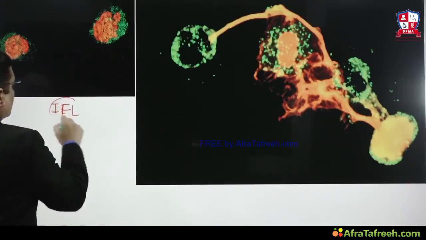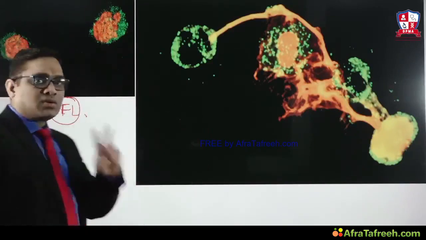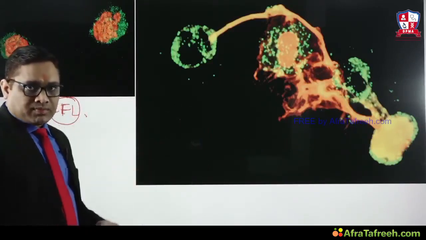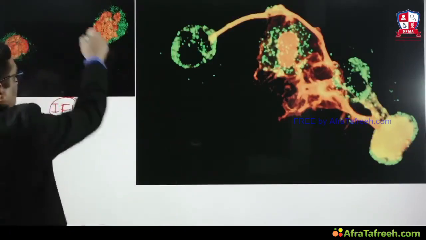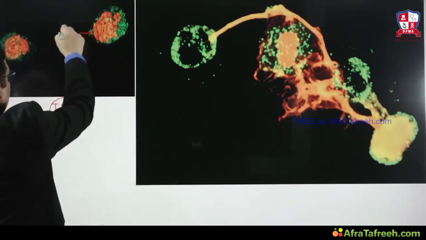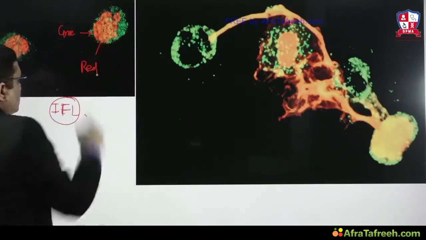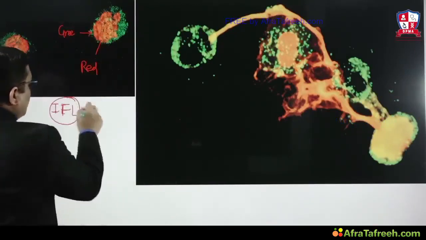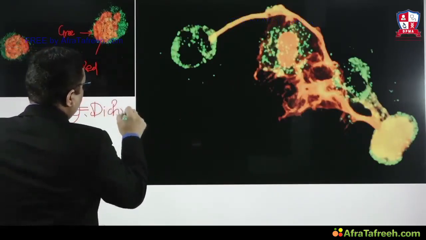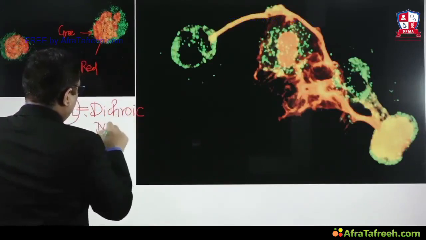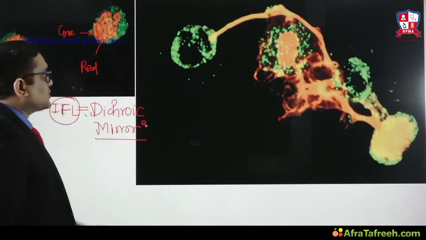In immunofluorescence microscopy, the background is dark and only two colors are allowed to pass through. In this case, we are seeing green color and red color. Only two colors are passed through because immunofluorescence microscopy uses one mirror that is called a dichroic mirror, right? Dichroic mirror is used for immunofluorescence microscopy.